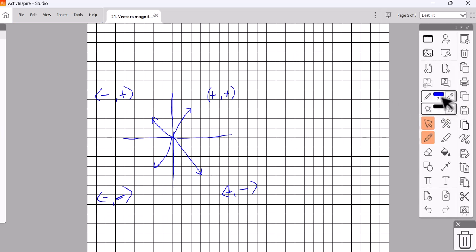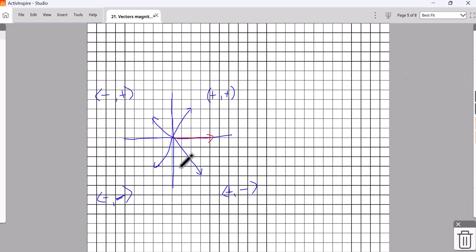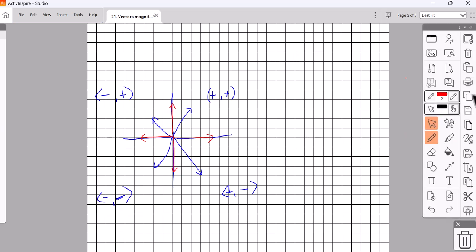You also could have a vector that goes directly to the right, directly up, directly left, or directly down. And so any angle measure, 0, 90, 180, 270, 360, or anything in between, any of those angle measures are possibilities. We're going to look at each of these situations today.